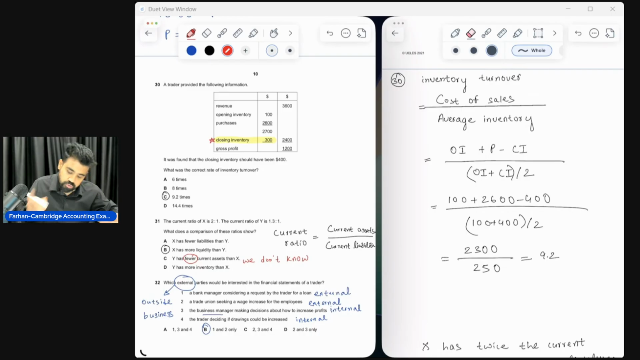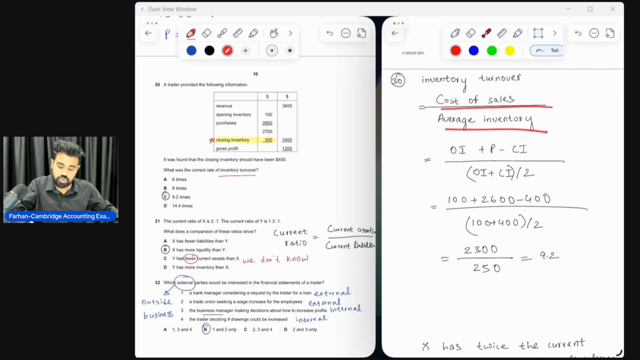Okay, this should be 400 instead. Now, first of all, how do we derive inventory turnover? Inventory turnover is simply cost of goods sold divided by average inventory. Cost of goods sold is opening inventory plus purchases less closing inventory. And average inventory is simply opening inventory plus closing inventory, divided by 2. It's obvious because it's average.